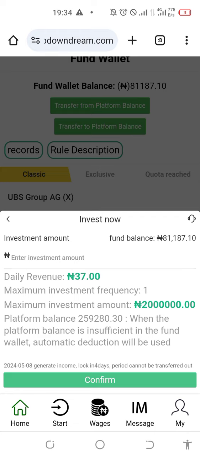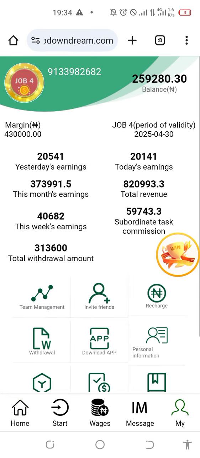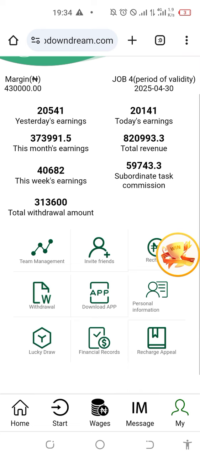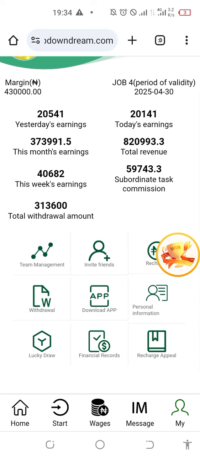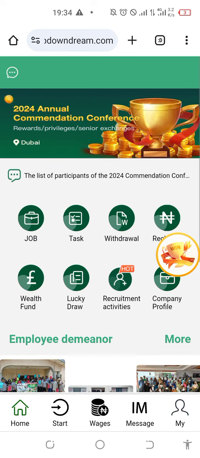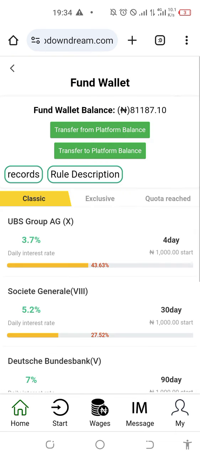It's also important to know that the money will be taken from your platform balance. You can see on my own dashboard, my platform balance is, you can see the figures on the top right, 259,280.30. So that's where the money will be taken from. Let me quickly go back to World Fund by clicking on Home and clicking on World Fund. So that's how it will go.